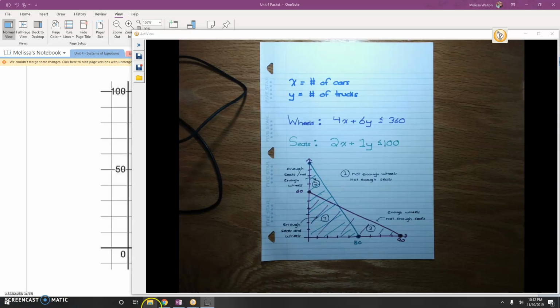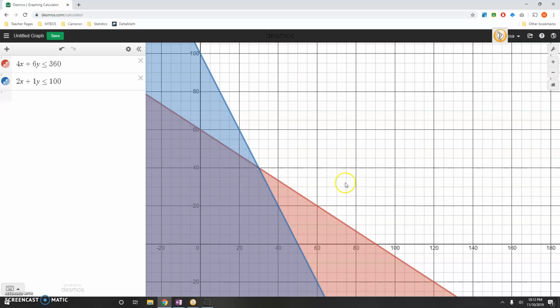And to help us out, I went ahead and graphed this on Desmos as well, a little bit straighter and cleaner than my drawing. But you can see those 4 regions. Not enough of anything over here. Enough seats, not enough wheels. Enough wheels, not enough seats. And anything in this region is going to be a solution.